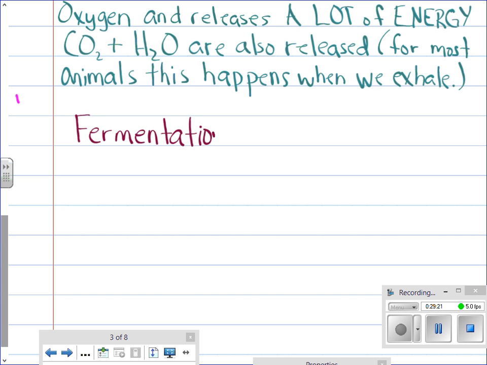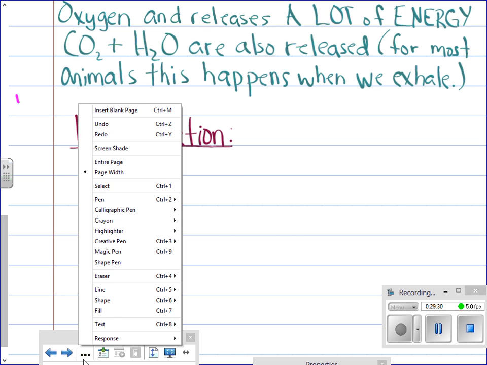And if you have to add on your other page, then do so. I'm about to give you a definition, so what do we need to do? We need to definitely highlight it.